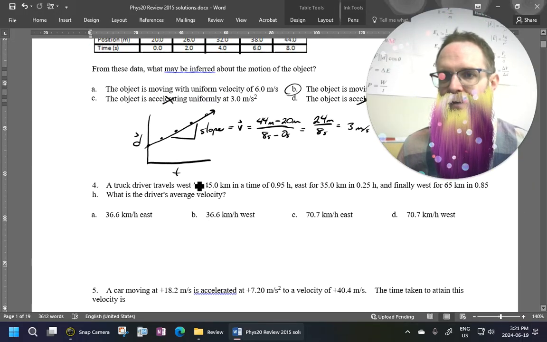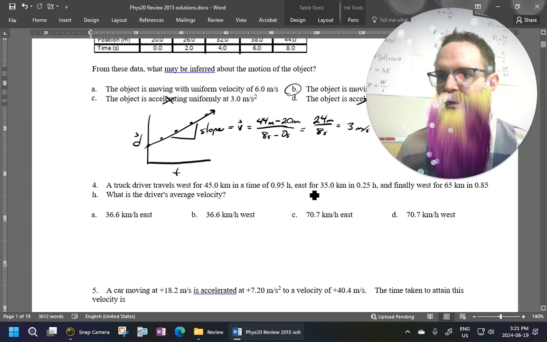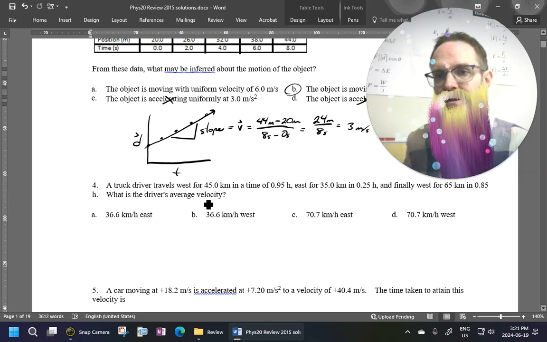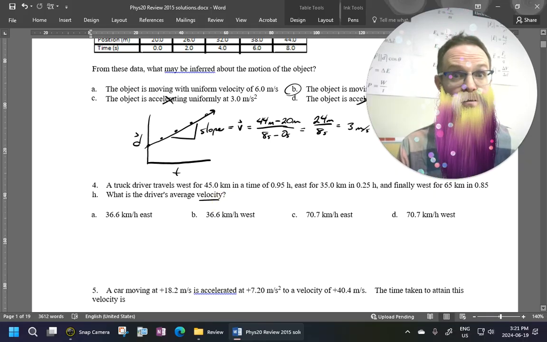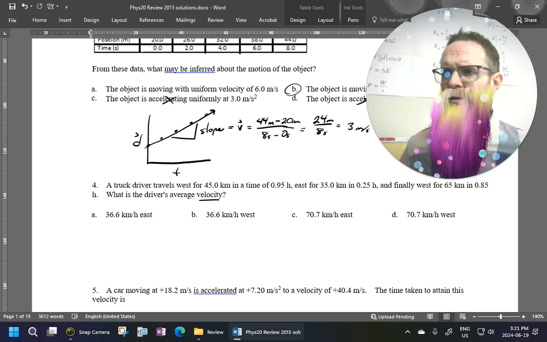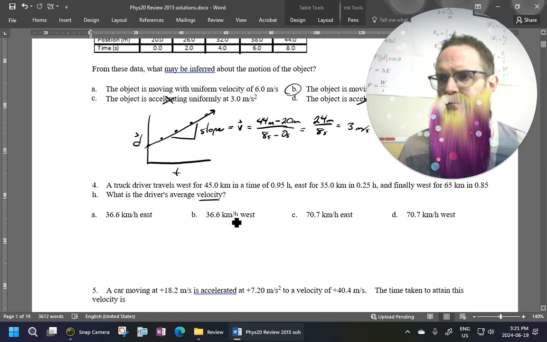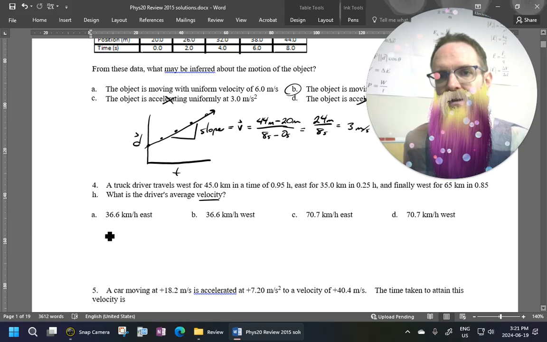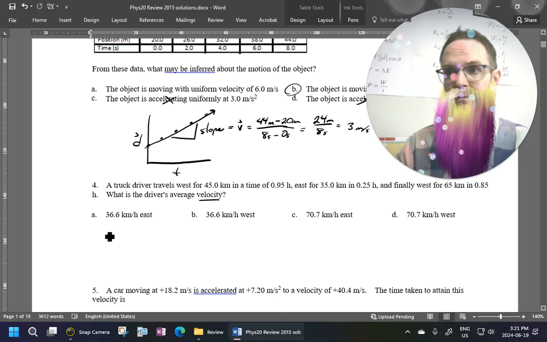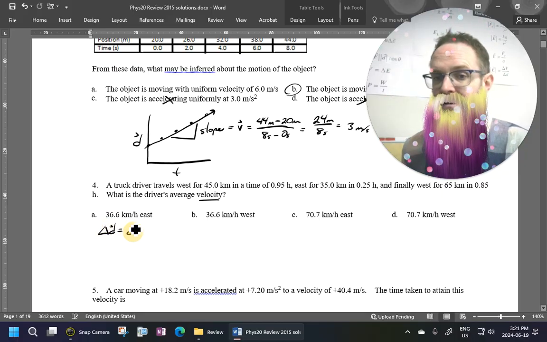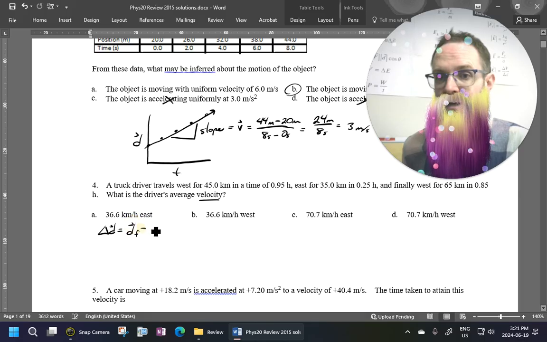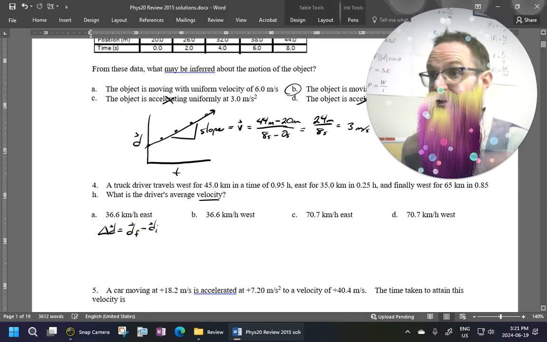A truck driver travels west, then east, then west again. What's the average velocity? Okay, so remember there are 2 different kinds of questions I could ask here. What's the average speed? And what's the average velocity? For the average velocity, you have to find the total displacement. Now, there are 2 ways to calculate displacement here. I was just talking with the Science 10 student here earlier. To find displacement, I can do either one of 2 ways. I could do my final position minus my initial position, as long as I know their positions.